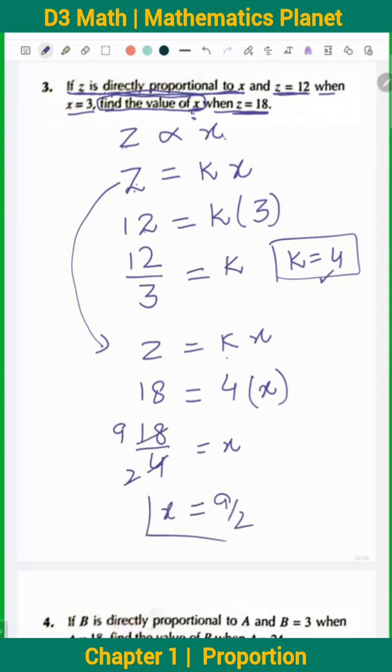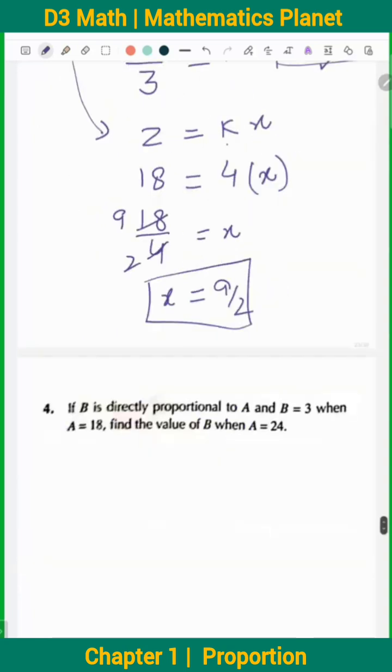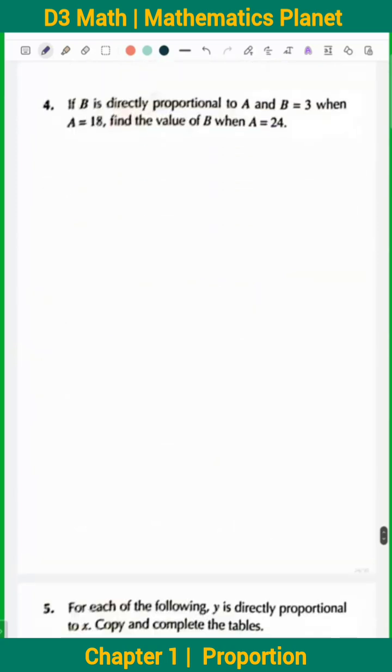Is this question clear to everyone? Yes. Okay, so now I am giving you 1 or 2 minutes to do question number 4. It is the same as question number 3 we have already done.